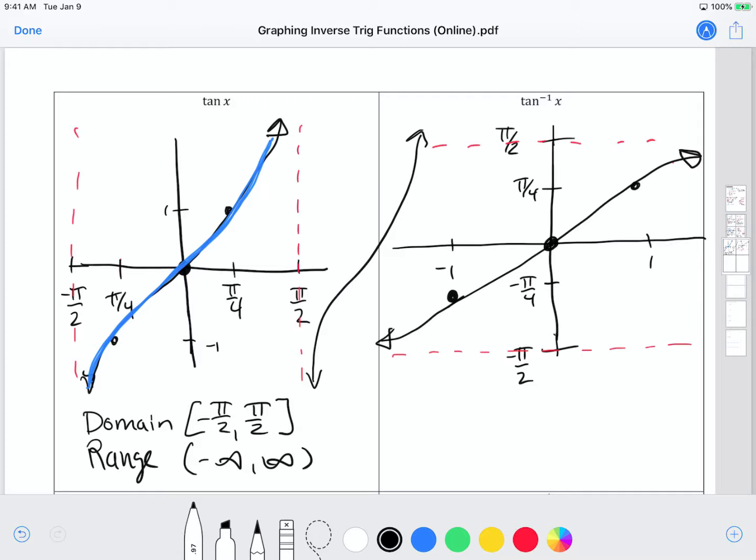So it looks like the tangent function has gone sideways now rather than up and down. I'm not the best artist. This is supposed to flatten out here, come up through here, and then flatten out here. It doesn't look very good, but you can look at our reference sheet. It shows a much better picture.